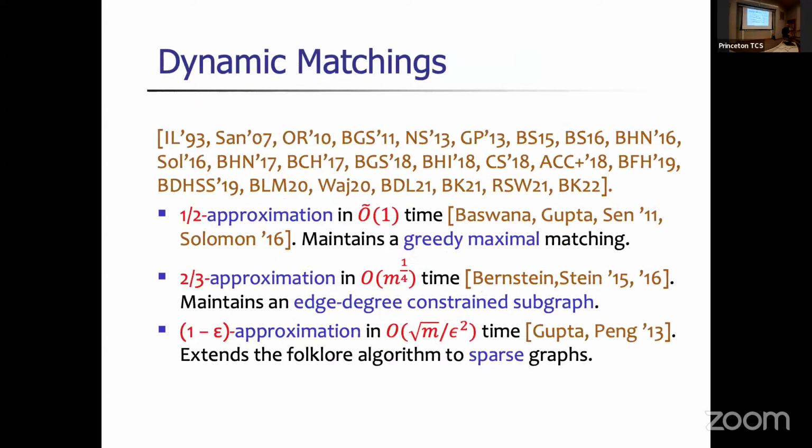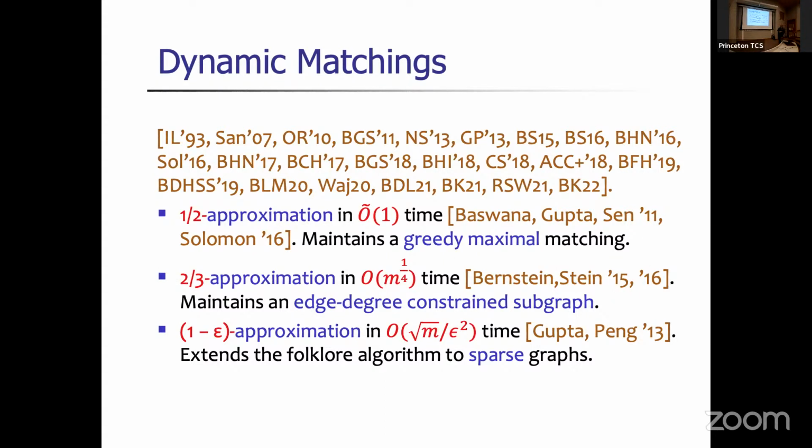What else is known about this problem? Well, quite a lot. It has been a very active area of research over the past 10 years or so. So if you're willing to settle for half approximation, in fact, it's possible to design algorithms whose update time is just O tilde of 1. But if you wanted better approximations, the next interesting milestone appears around 2/3 approximation. There is a shift in complexity, and the best known algorithm takes m to the 1/4 time per update.